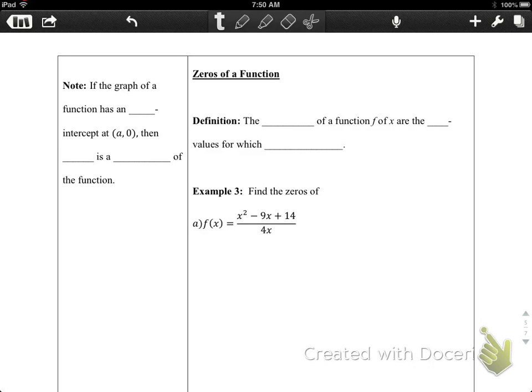Okay, so we're going to start from the packet that's finishing section 1.4 and section 1.5 where we left off on Monday. And so the note over here: if the graph of a function has an x-intercept at (a, 0), then a is a zero of the function. Okay, and the definition: the zeros of a function of x are the x values for which f of x equals 0.